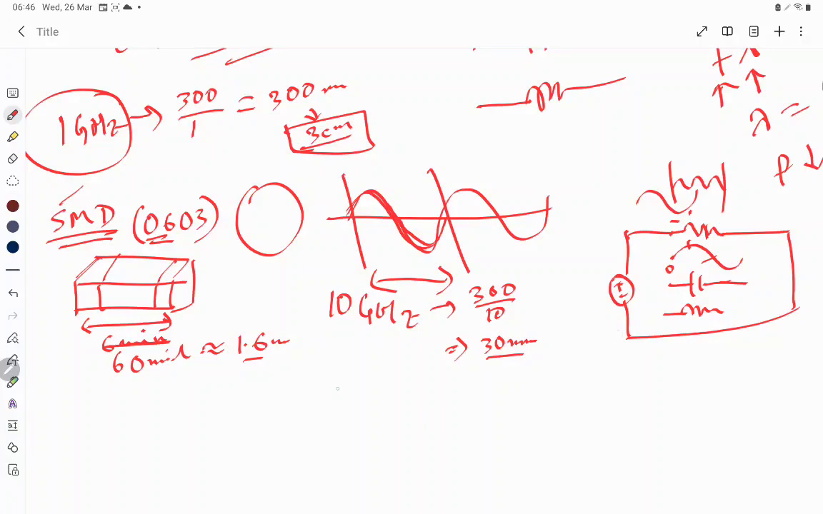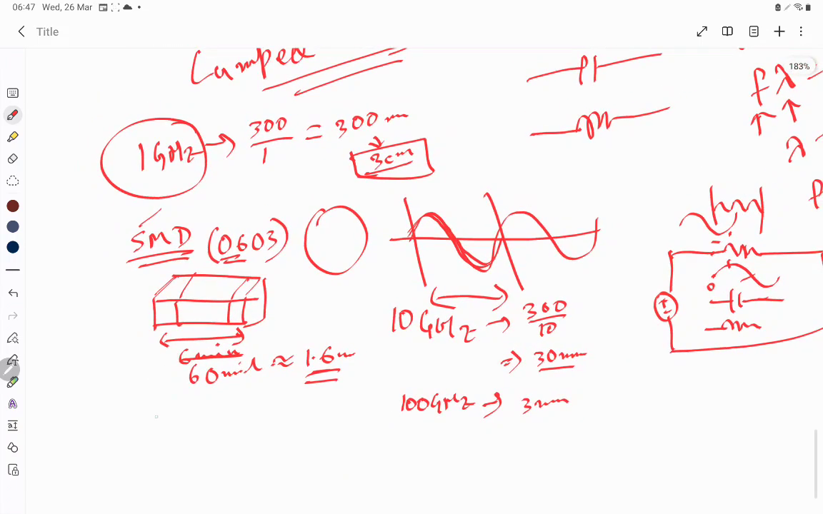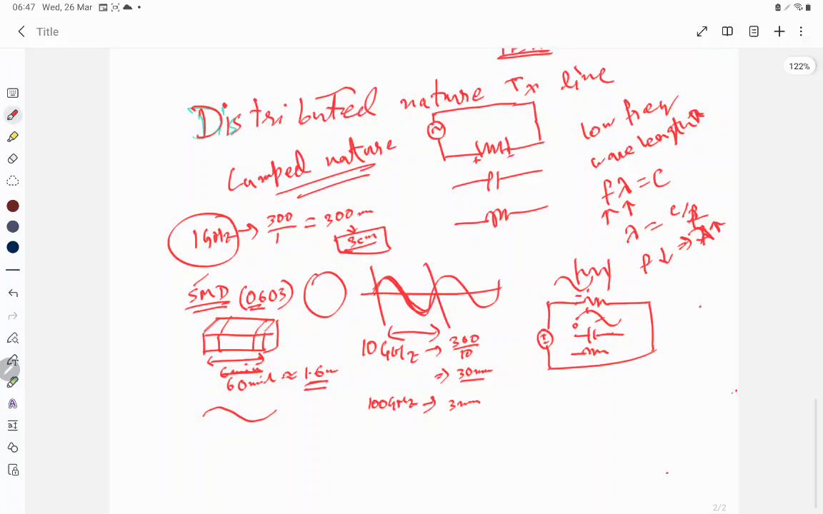Now let us go for even higher frequency, say at 100 gigahertz or something, where your wavelength becomes 3 millimeter or something. So we are getting more comparable to your SMD component. So there will again be a distributed nature of the signal over the component. So whenever we are talking about high frequencies, any lumped component or anything, there is a distributed nature of that lumped component.